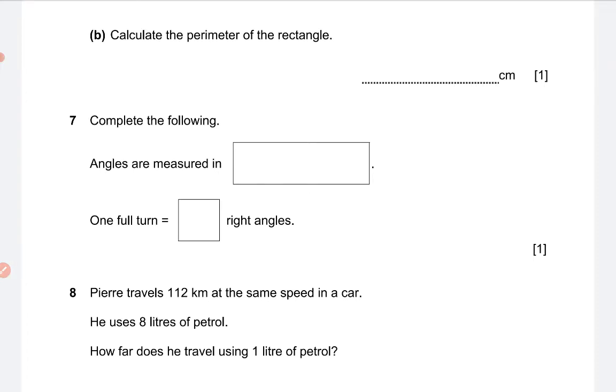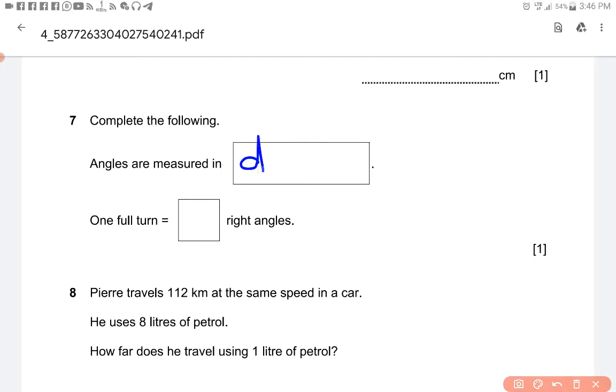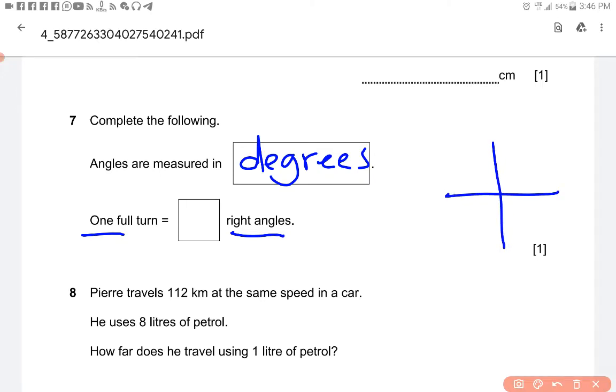Complete the following. Angles are measured in degrees. One full turn equals right angles. Full turn, start from here and move a full turn. This is first angle, second angle, third angle, fourth angle, each one a right angle, so it will be 4 right angles.